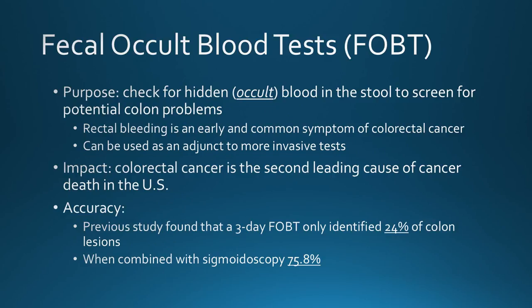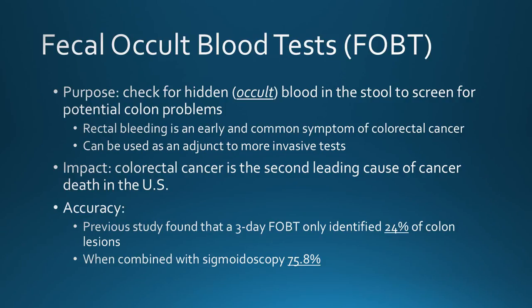The next tests are fecal occult blood tests, or FOBT, and the purpose of these tests is to check for hidden or occult blood in the stool, which screens for potential colon problems. Rectal bleeding is an early and common symptom of colorectal cancer, and these can be used as an adjunct to more invasive tests, either as a first step for patients or as an additional step to make sure that any possible sign of colorectal cancer is being detected.